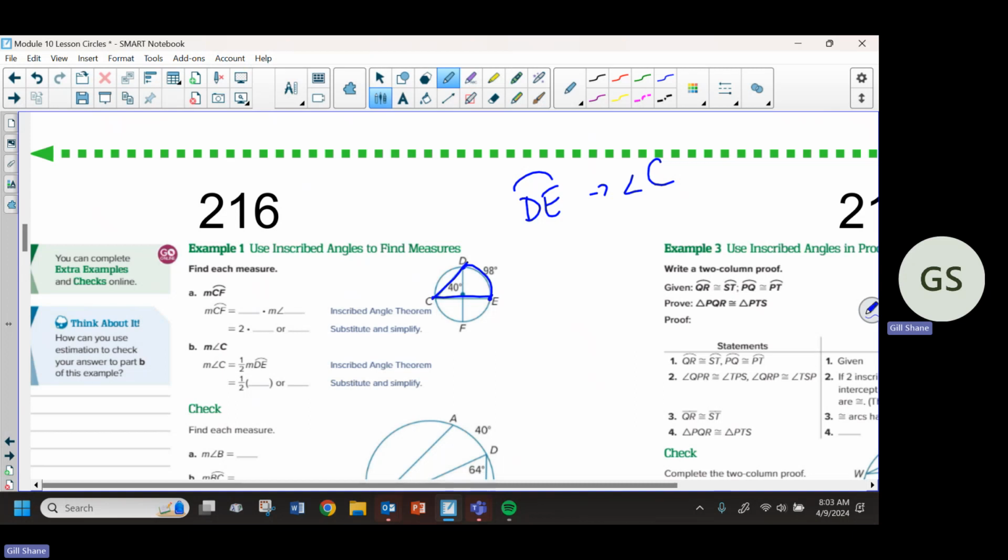I just took the endpoints of the arc and traced it back down to the angle, the vertex. Well, what do I know if I know the arc? It's an inscribed angle, which it is. It's half. Well, I just divide that in half. And they've kind of done it for you down there.